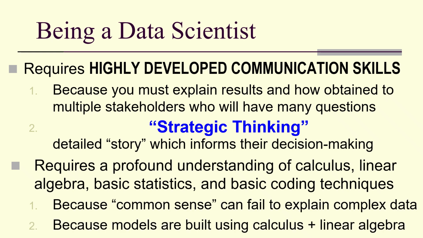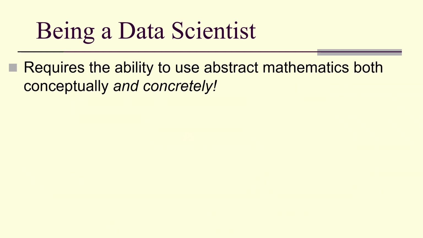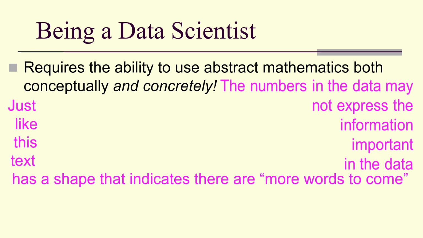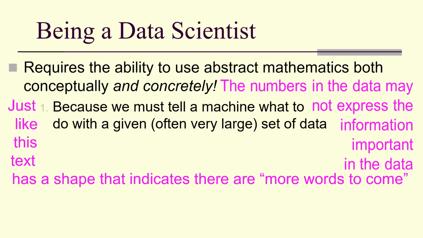See, common sense can fail to explain complex data. And a lot of people get in trouble because they take, quote, common sense approaches. The models are built using calculus and linear algebra, not common sense. It requires the ability to use abstract mathematics both conceptually and concretely. See, the numbers in the data may not express the information important in the data. Data is more than numbers. Just like this text has a shape that indicates there are more words to come, not from the words themselves, but simply from the shape of the words.